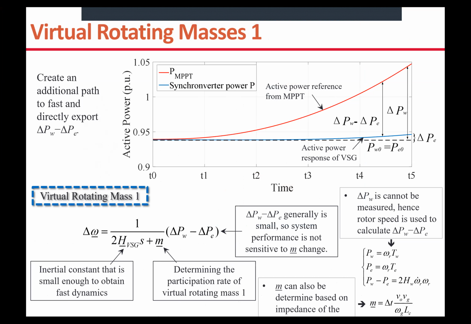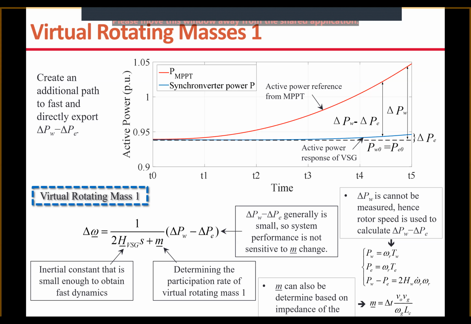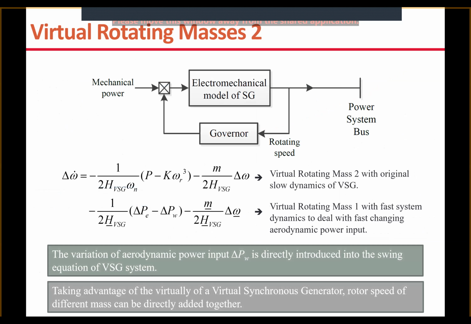Okay, yeah. So this is virtual rotating mass 1. We can design it to achieve our desired performance, and we can adjust these two parameters: the inertial time constant and the droop coefficient. And then the virtual rotating mass 2 is the traditional, more original VSG.